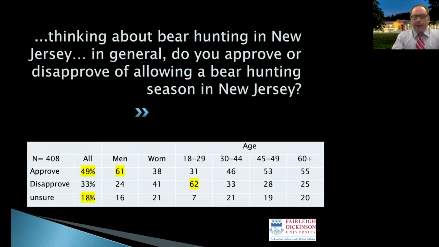And in this slide, I've also highlighted some very important differences, which pollsters are really there to report as well, and always do. Whether they make it into a newspaper or a website is something else. But you can see here that men, for example, are far more likely to approve of a bear hunt than women. You can also see that people in the youngest age cohort, under 30, are far more likely to disapprove of a bear hunting season than people in older age cohorts, right?